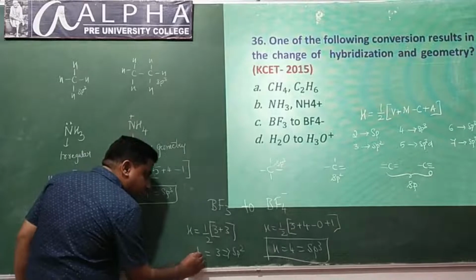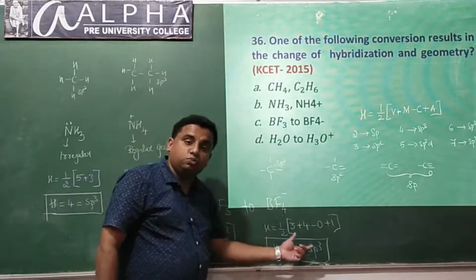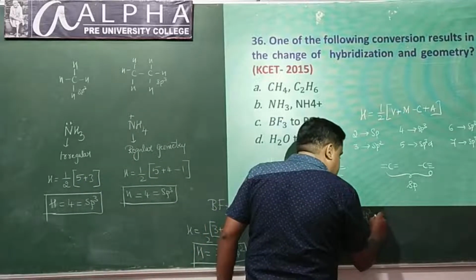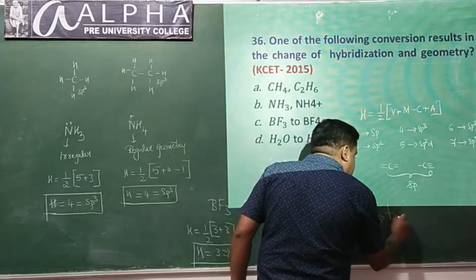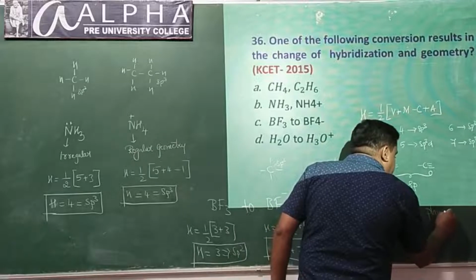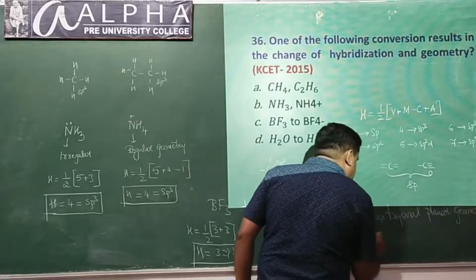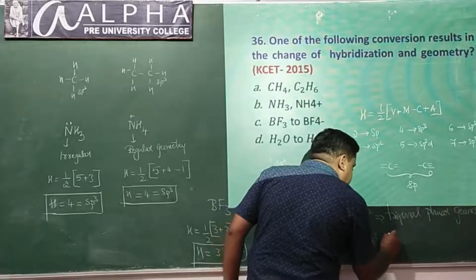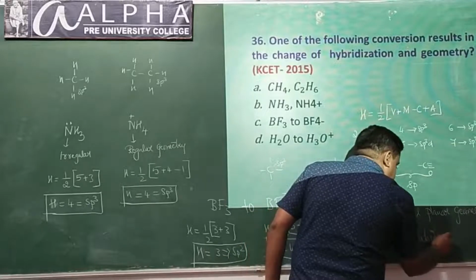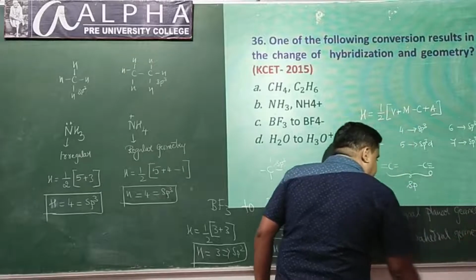Students, look here. BF3 is sp2 hybridized, whereas BF4 minus is sp3 hybridized. sp2 hybridization means trigonal planar geometry. sp3 hybridization means tetrahedral geometry, isn't it? Trigonal planar geometry or tetrahedral geometry.